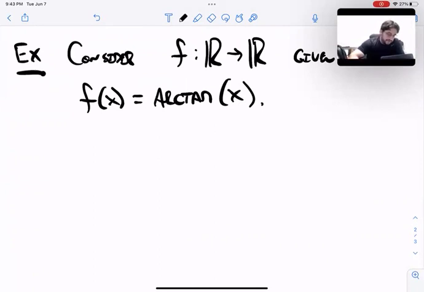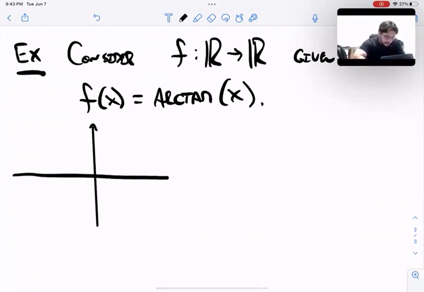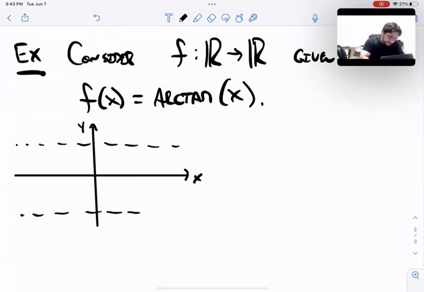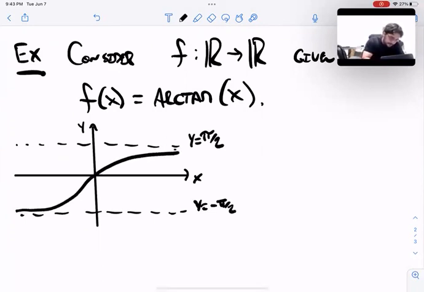So here, this is a case where we're familiar with the graph, so I can think about this graphically. I have my x, I have my y, I have these asymptotes at y equals pi over 2 and y equals minus pi over 2, and then the graph looks something like this. It's kind of a poor graph, but the essential features that we need are there. So here I want to ask, first, is it injective?